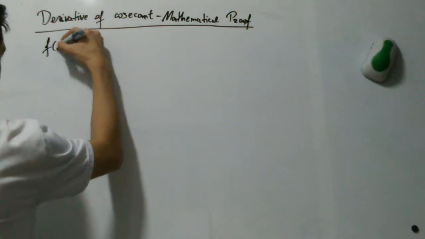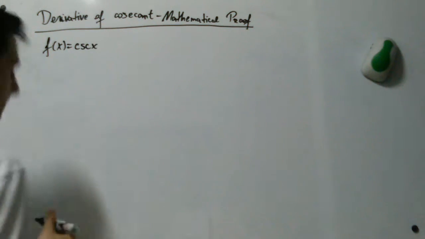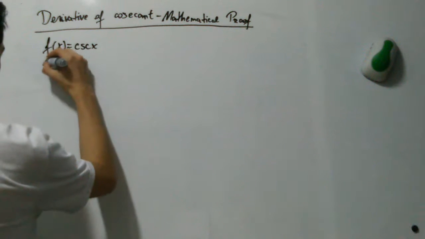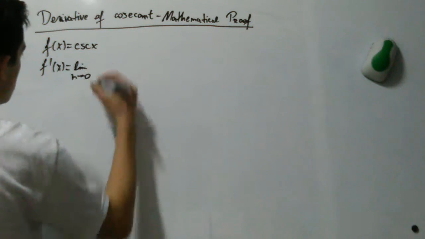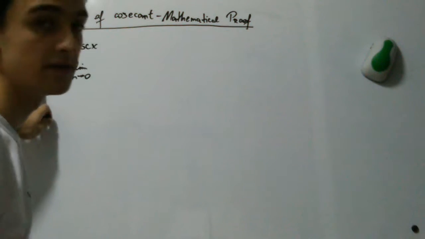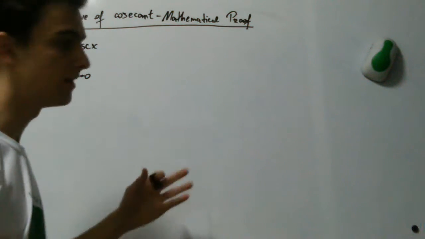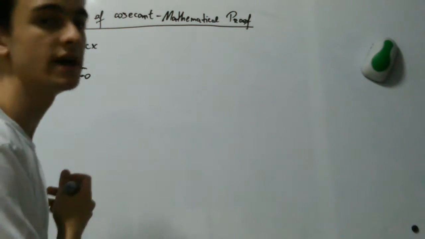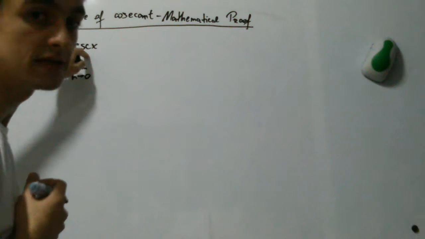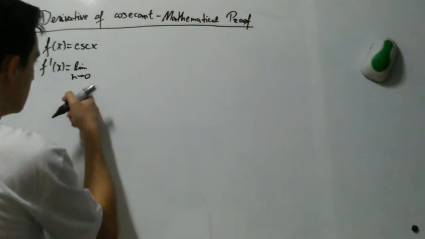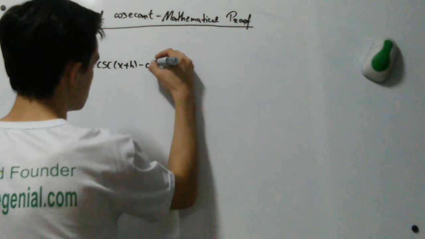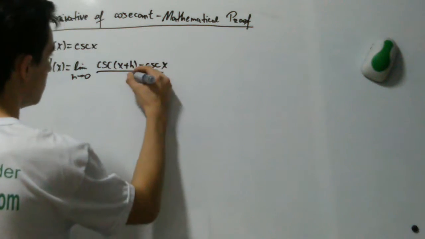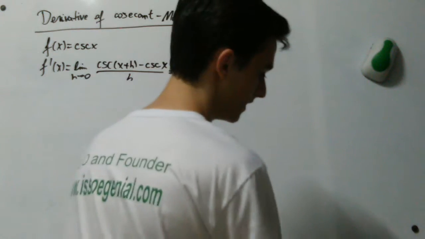The function whose derivative we want to find is f of x equals cosecant of x. So the derivative of this function, which is f prime of x, is equal to the limit when h approaches 0 of, and remember the definition of derivative, it's the limit when h approaches 0 of f of x plus h minus f of x over h. In our case, f of x is cosecant of x. So f prime of x is the limit when h approaches 0 of the cosecant of x plus h minus the cosecant of x divided by h.